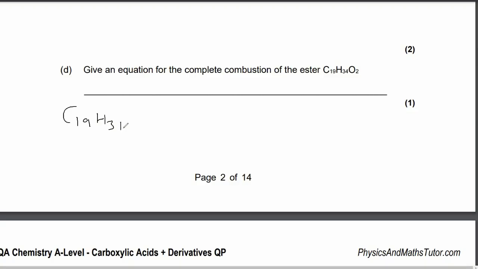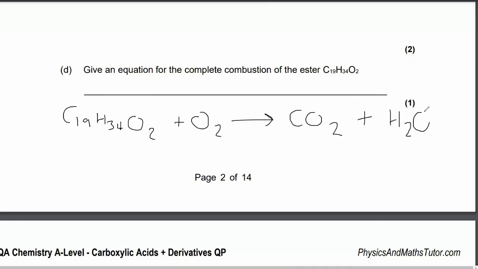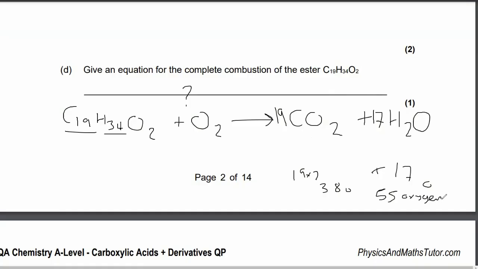Okay, give an equation for the complete combustion of the ester C19H34O2. So we just write C19H34O2 plus oxygen forms carbon dioxide and water. Really easy. You just put the 19 from the C there in front and 34. We need 17 of them to double up on the water. And then we need to work out the oxygen, which you always do last with your combustions. So 19 times 2, we've got 38 oxygens from the carbon dioxide. We've got 17 from the water. 17 and 38 is 55 oxygens that we need on the right-hand side.